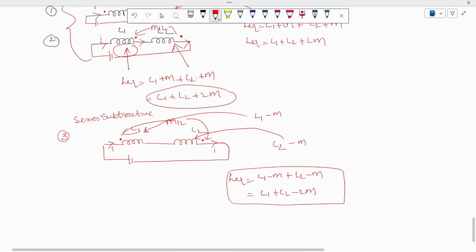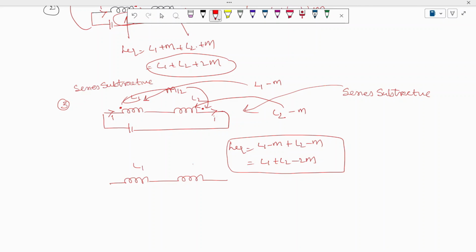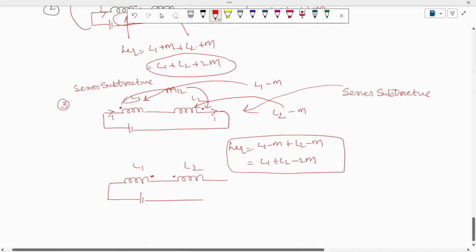Therefore, these types of configurations are called series subtractive configurations. Similarly, one more configuration of the same design you can understand. This is inductor 1 and this is inductor 2, L1, L2. Here the dots are given at leaving and entering. So I apply some voltage V, and automatically current flows. Here you can see the current is leaving the dot, and for coil 2, the current is entering the dot.